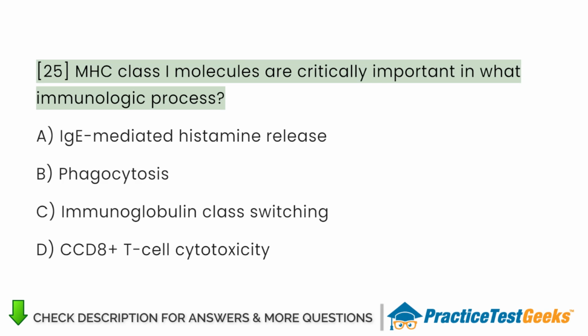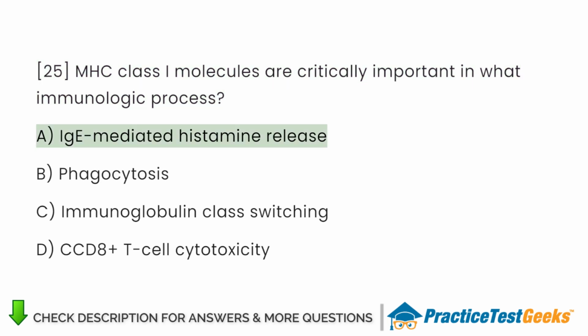MHC class I molecules are critically important in what immunologic process? A. IgE-mediated histamine release. B. Phagocytosis. C. Immunoglobulin class switching. D. CD8 plus T-cell cytotoxicity.